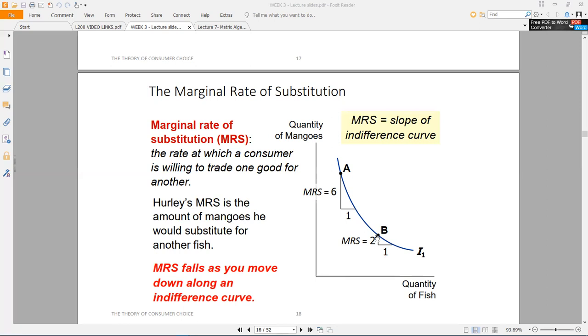But by the time you get to point B, you are consuming less of mangoes and relatively more of fish. So he wouldn't be willing to sacrifice more units of mangoes just for an extra unit of fish, a commodity that he is actually consuming much of. So as you move down this normal indifference curve, the marginal rate of substitution decreases.